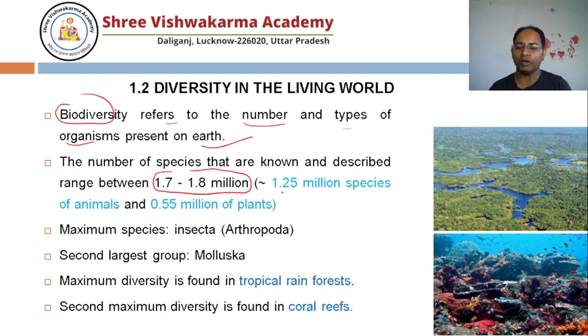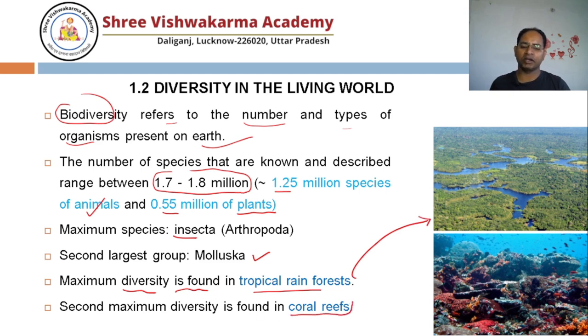Out of them, 1.25 million, meaning 12.5 lakh, are animal species, and around 5.5 lakh plant species have been reported. The maximum number of species is of insecta. The second largest group is mollusca. The maximum diversity of plant species is found in the tropical rainforest, where there is plenty of water. The second maximum diversity you can find is in the coral reef. Coral reefs are found under the sea. There is a deposition of coral, and that is the habitat of many organisms. We'll discuss the coral reef in detail later on.